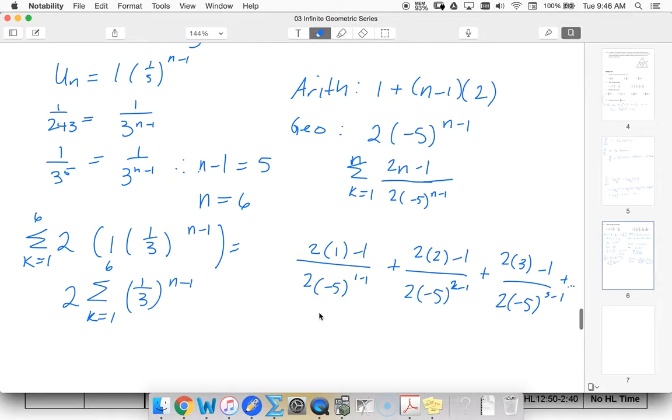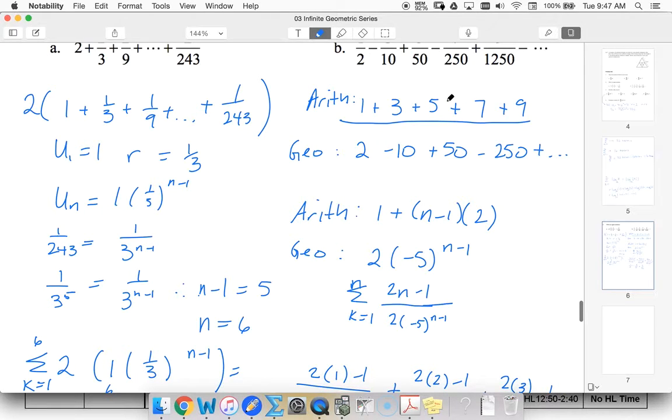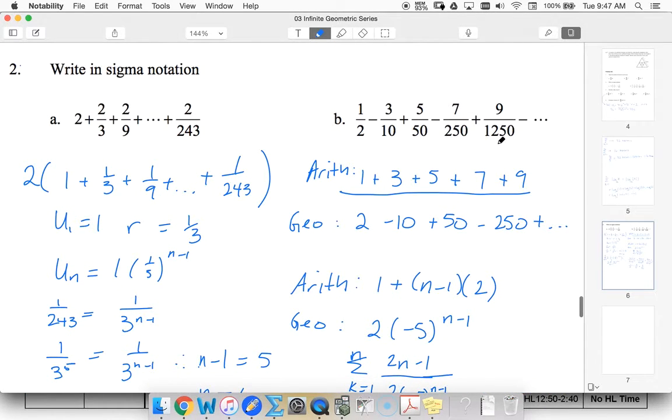So let's test it. 2 times 1 is 2, minus 1 is 1. 1 minus 1 is 0. Negative 5 to the 0 is 1, so we get 1/2. 2 squared is 4, minus 1 is 3, over 2 minus 1 is 1, so negative 5 to the first power is negative 5 times 2 is negative 10. So I'm going to put my minus sign here. 6 minus 1 is 5 over 3 minus 1 is 2. Negative 5 squared is 25 times 2 is 50. And that's positive. So let's see if we match. And we are definitely matching our terms.